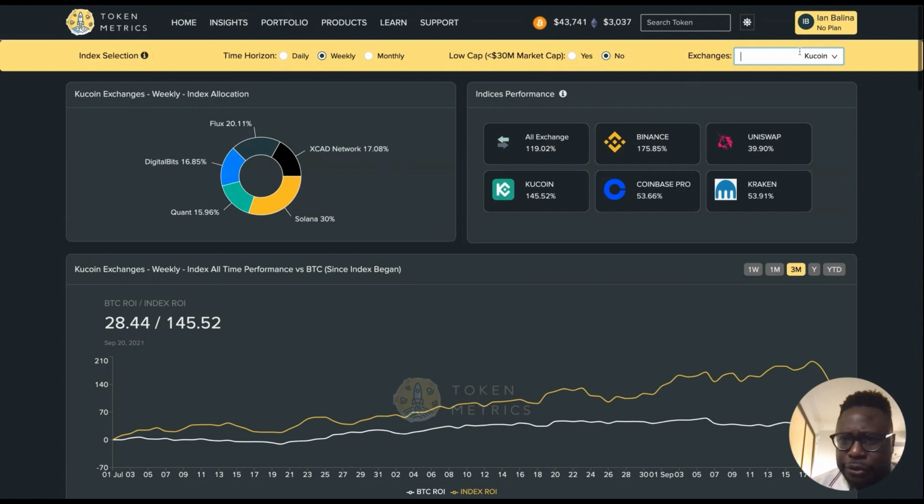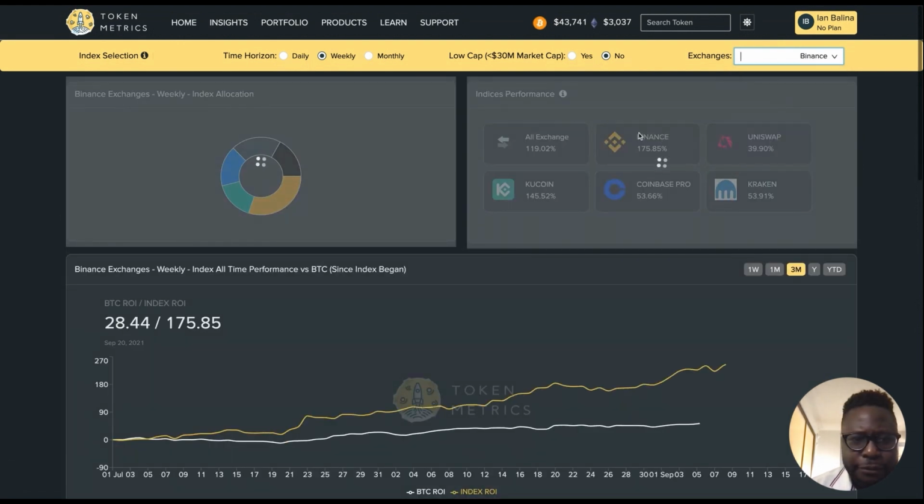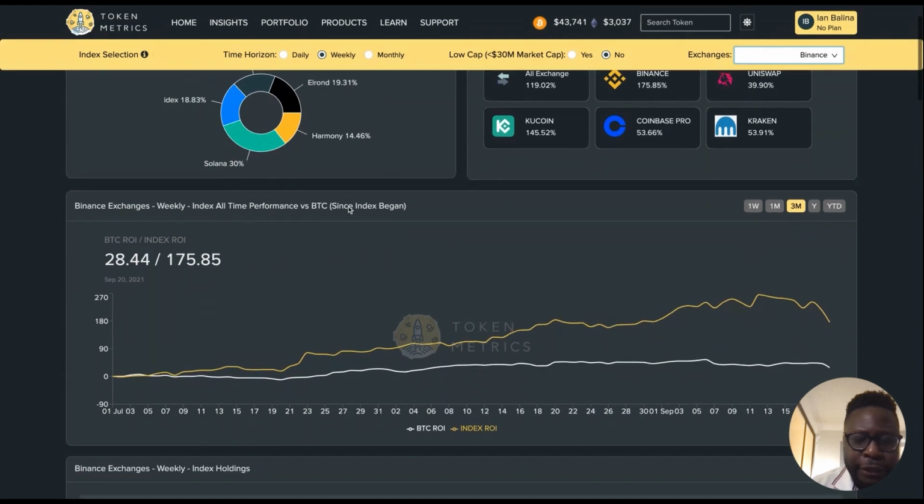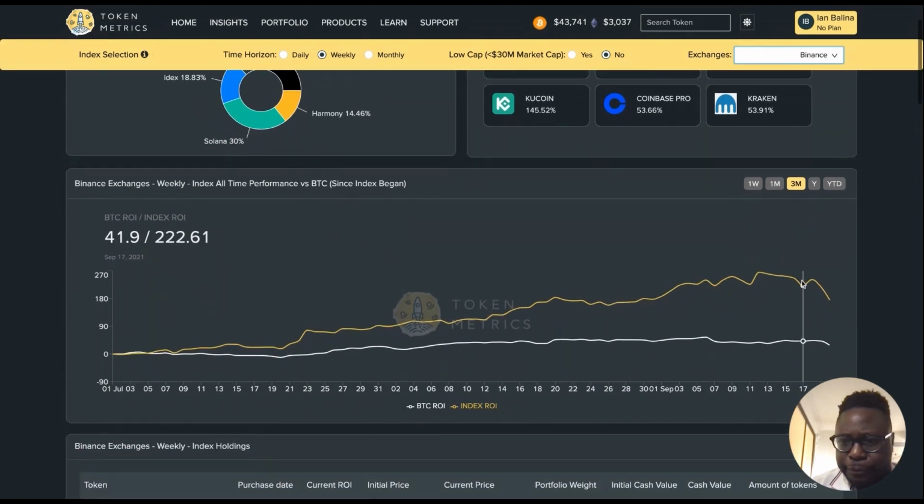Now let's go to Binance. Binance is 175%, which is actually more. So Binance, probably Solana still. Yeah, Solana, Harmony, IDEX, Quant, and Elrond. And look at this ROI. This is beautiful, right? So in the last 3 months, this index on Binance, using our new and improved system and TM grade, has outperformed Bitcoin by a lot, 175% versus 28%.